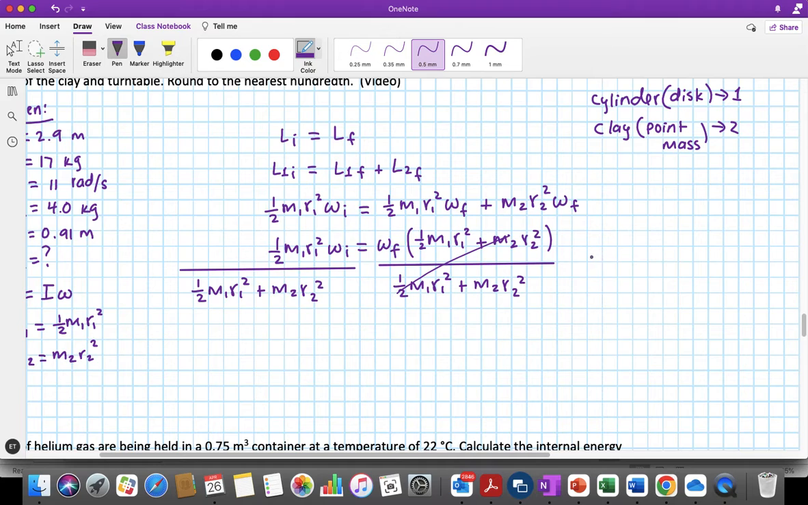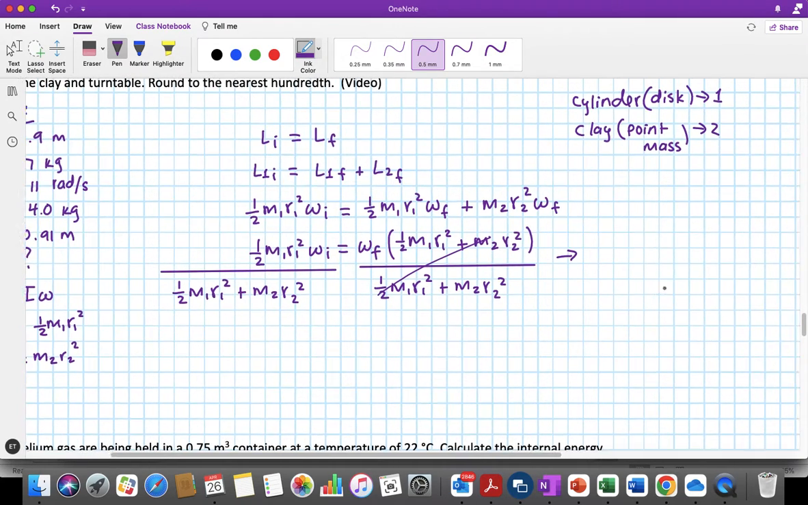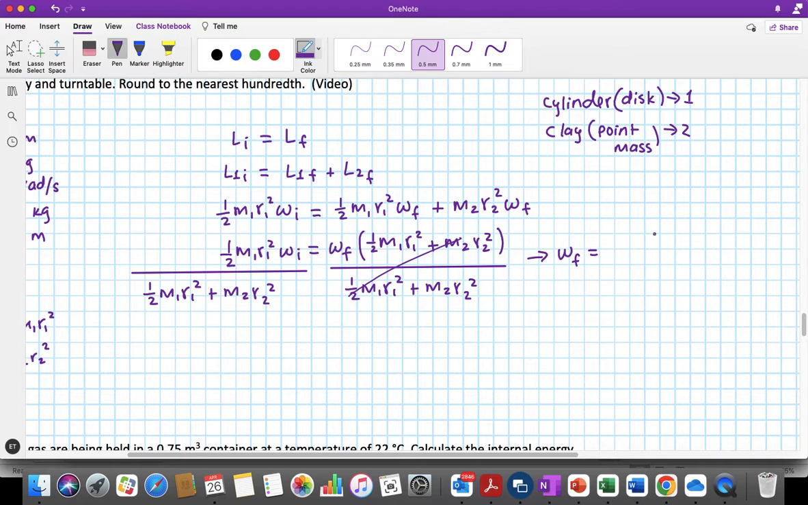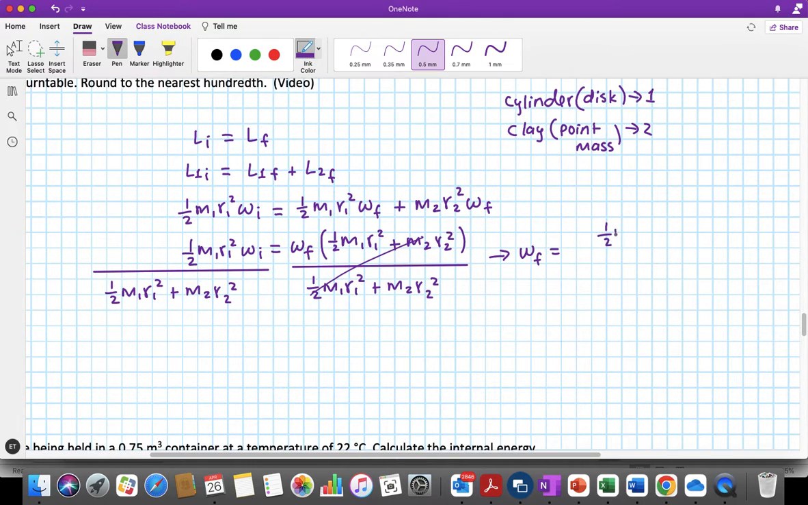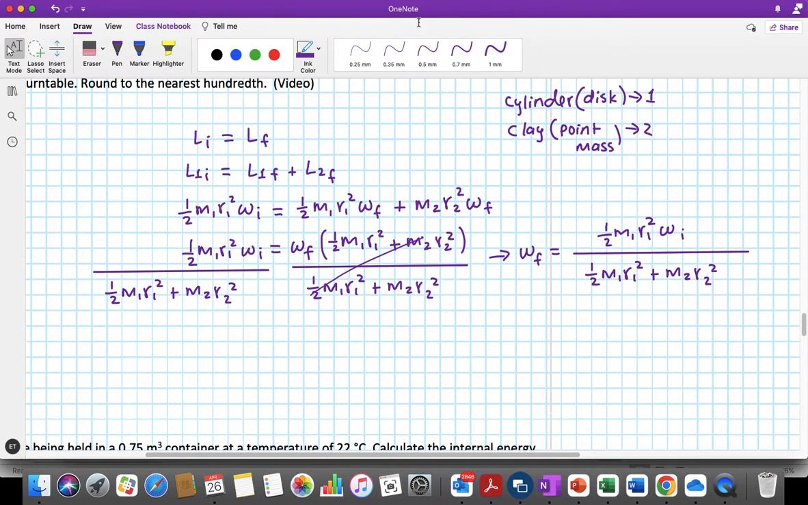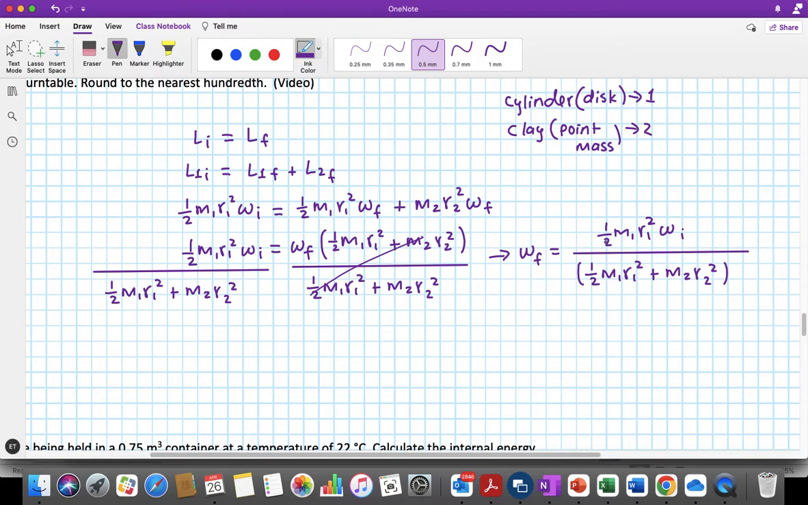So now we have that. I'm going to write it over here. We have that omega final is equal to 1/2 m1 r1 squared times omega initial. This is the original left side. Now I'm going to copy again this side of my equation, divided by this. Now, if you were to substitute numbers now, you would get the correct answer provided you are very careful about it. I'm going to simplify it a little bit.